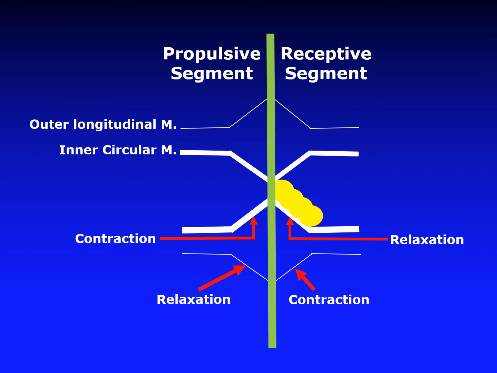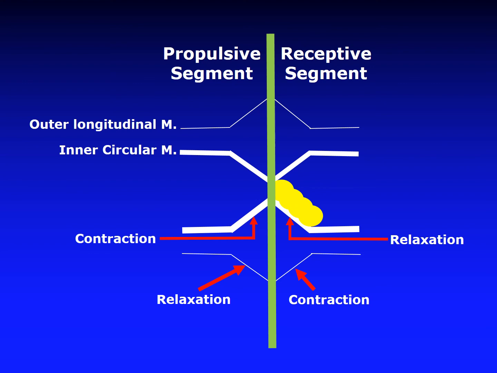Propulsive versus receptive. If I have at that one point contraction of the smooth muscle, then in the receiving segment I must have relaxation of the circular muscle, and the opposite goes for the outer longitudinal. If I have relaxation at the propulsive, I must have contraction at the receptive.